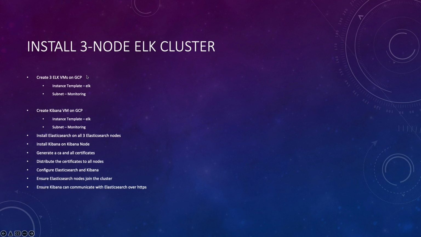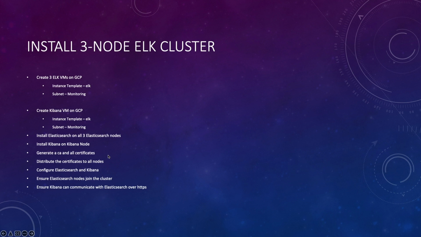First, we'll create 3 Elasticsearch nodes on our GCP trial account. Then we'll also create a Kibana VM on our GCP trial account. After that, we'll install Elasticsearch on all the 3 Elasticsearch nodes and install Kibana on its own node. Then we'll generate an Elasticsearch CA and create all the certificates. This is because we'll be using self-signed certificates.